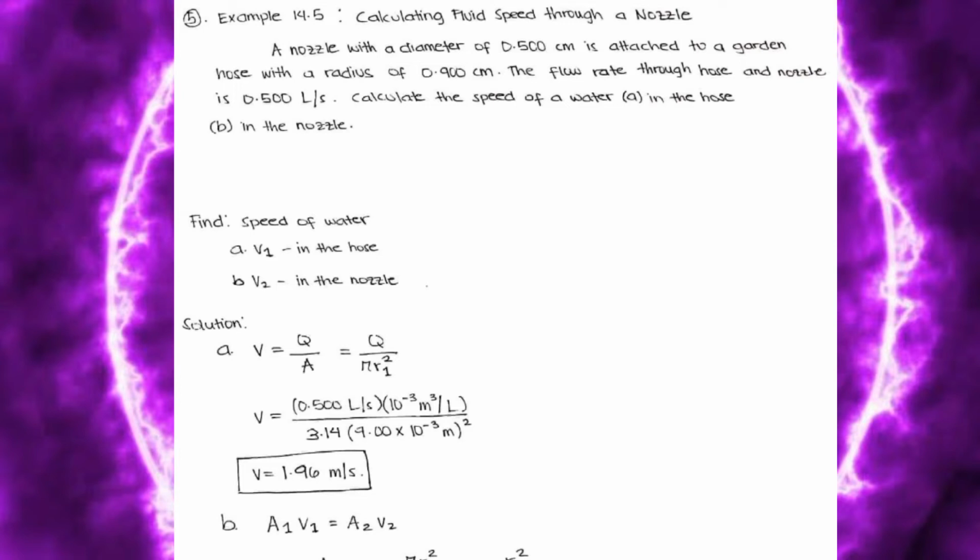we first find the speed of the water in the hose. So we use the equation velocity is equal to flow rate divided by area, or equal to flow rate divided by pi r squared 1. So substitute: our flow rate is 0.500 liters per second times 10 raised to the power of negative 3 cubic meters per liter, divided by 3.14 times 0.960 times 10 raised to the power of negative 2 meters, squared. So our speed here is 1.96 meters per second.